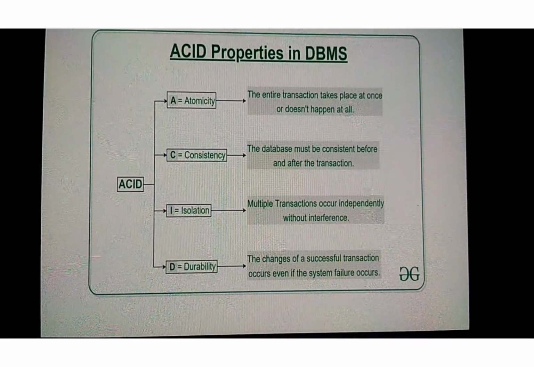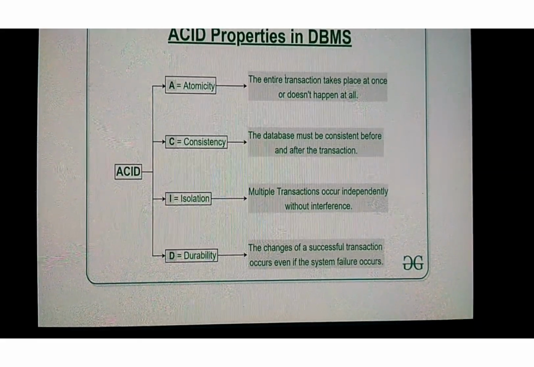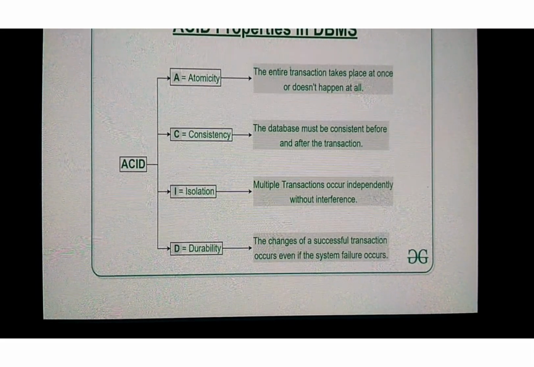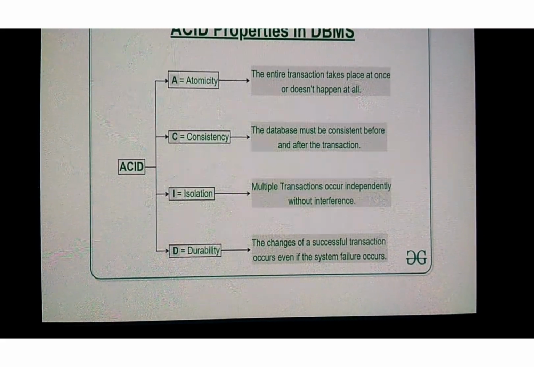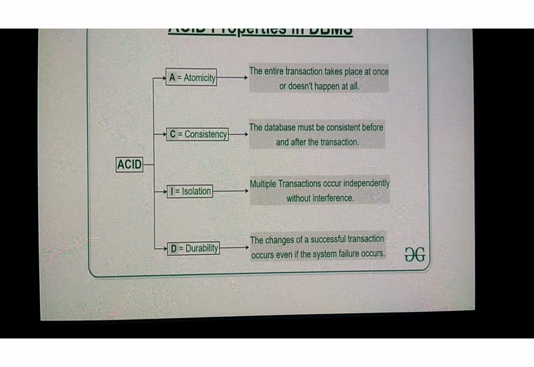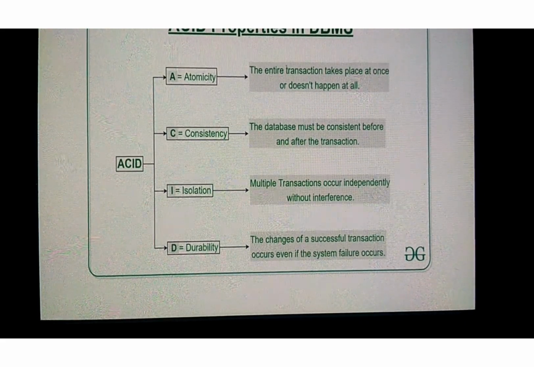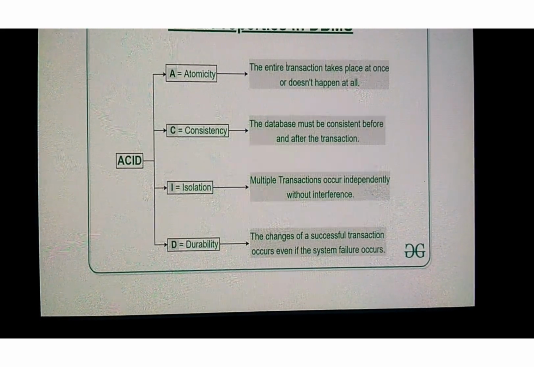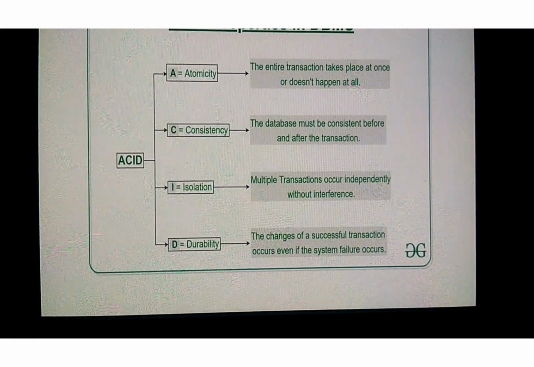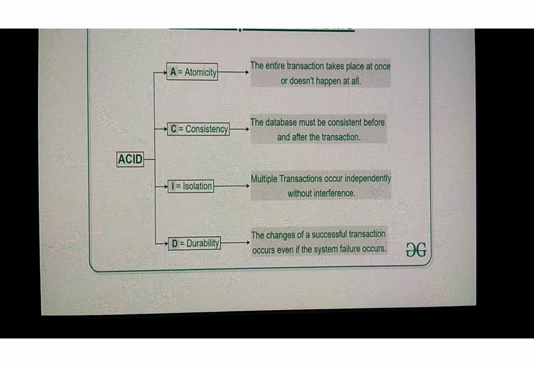Now friends, we discuss ACID properties in database management system. ACID: A, Atomicity; C, Consistency; I, Isolation; and D, Durability. Atomicity: the entire transaction takes place at once or doesn't happen at all. Consistency: the database must be consistent before and after the transaction. Isolation: multiple transactions occur independently without interference. Durability: the changes of a successful transaction persist even if a system failure occurs.